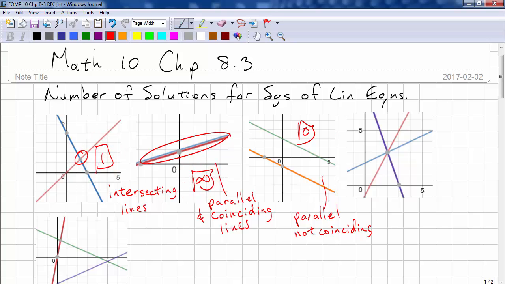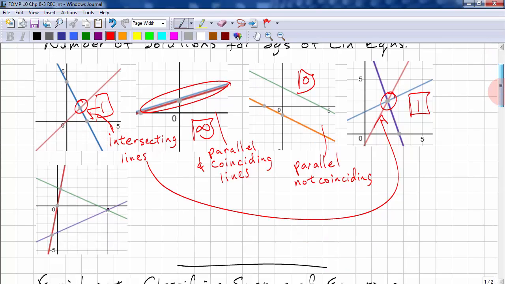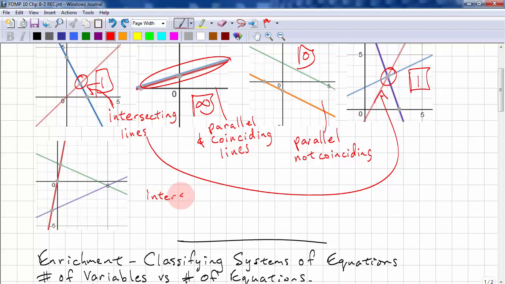Box our answer. We'll circle the intersecting point, and there's one solution here. Again, this is intersecting lines. Here we have intersecting lines at different pairs. But all 3 lines are not going through the same point of intersection. So we have no solutions here.